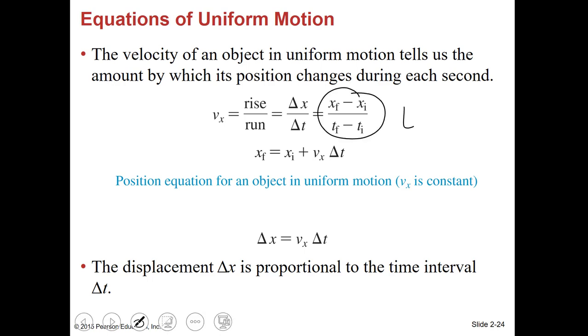And T final minus T initial is delta T. You can put that in. You come up with this equation. So X final is equal to X initial plus velocity times time. Okay, so just another way of rewriting this equation. All right, good.